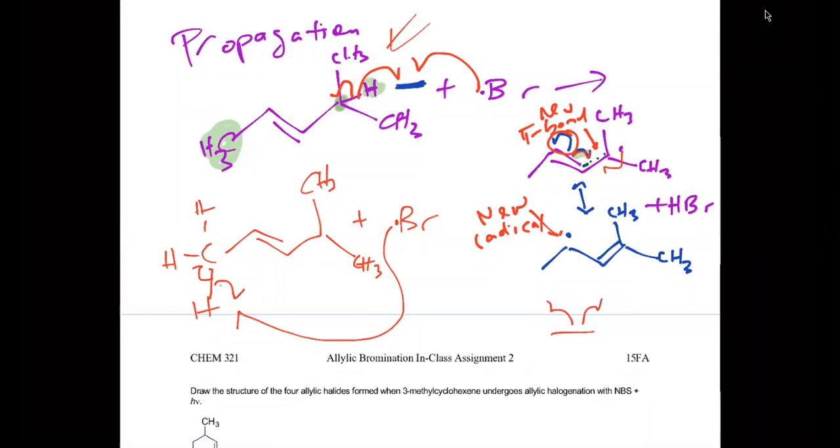Now, if you want to put the other arrow on the other side, not like that, I had to curve it back some more. Like that, that's fine too. But you have to show that one electron going back to carbon. That's how you form that radical. And then bromine is what's doing the abstraction, so I have to show an arrow coming from there too.